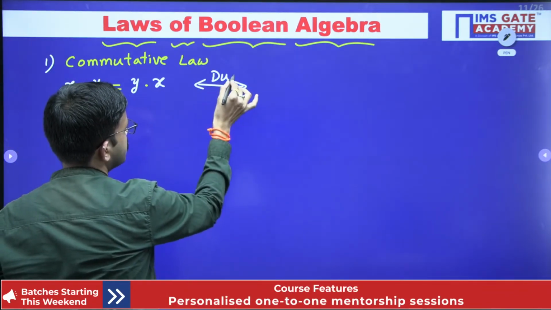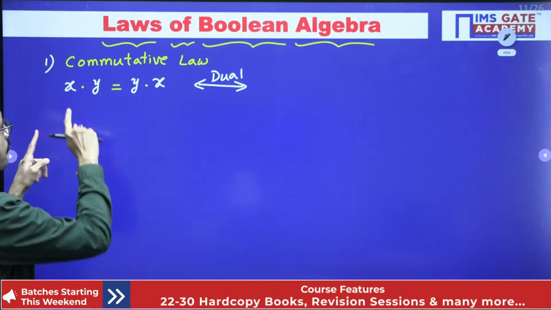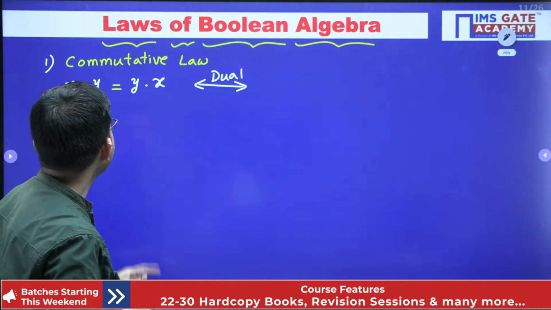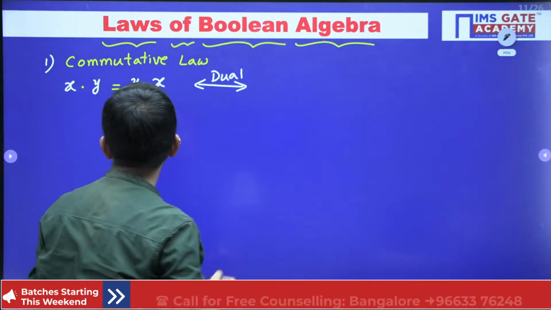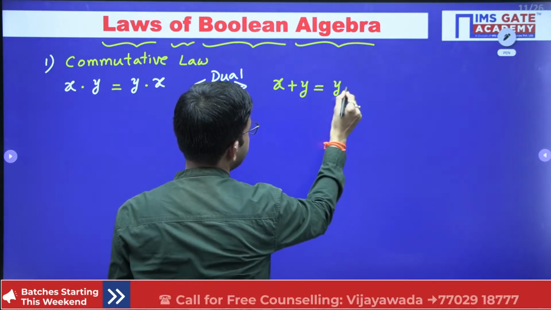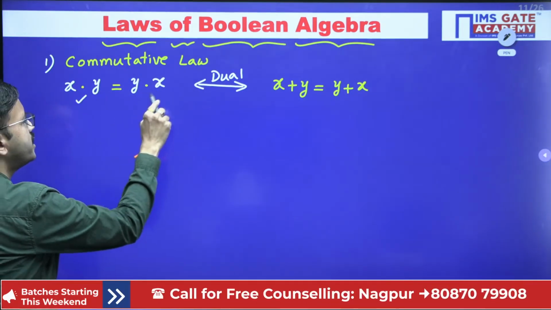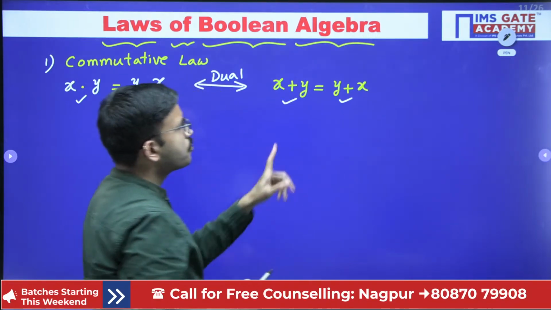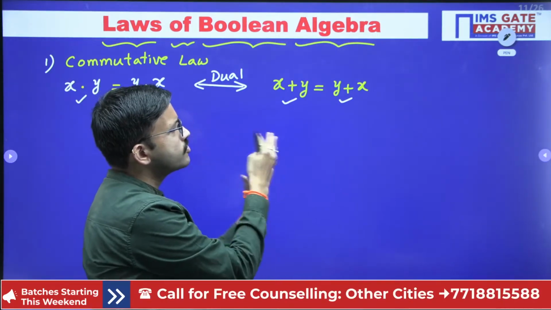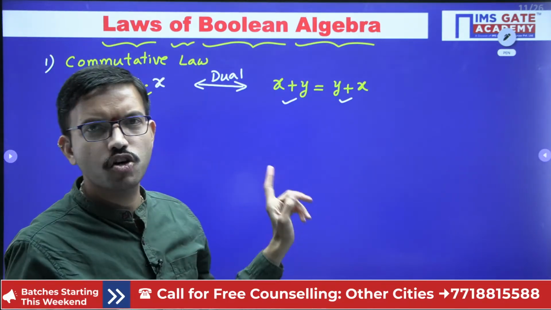Just apply the dual here. Regarding duality, we have said that first and foremost, wherever logical AND is there, we have to replace it with logical OR, and vice versa. Here you have simply logical AND, you can replace it with logical OR. X plus y is equal to y plus x. So that means here the logical AND operator and the logical OR operator both satisfy the commutative law. That means you can interchange the order of the variables. There is no issue at all. The final functionality will remain the same. Yes, very good. It is commutative.